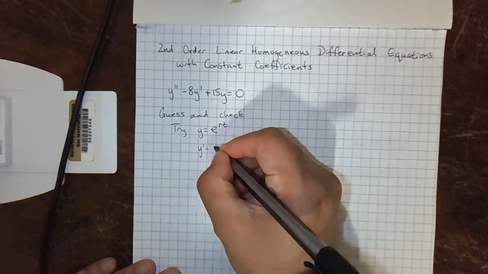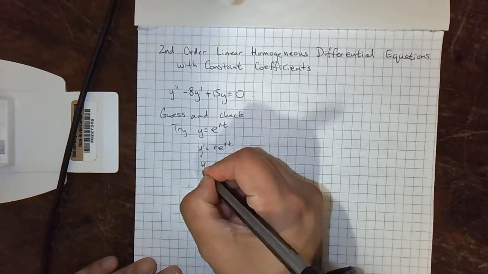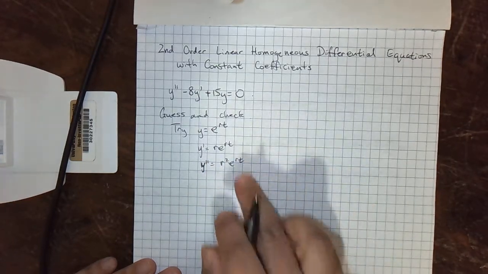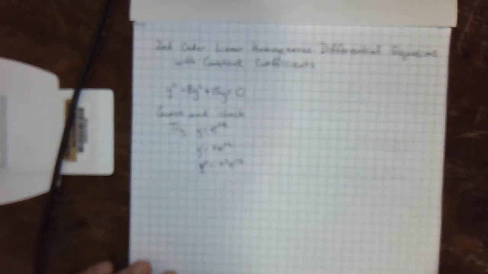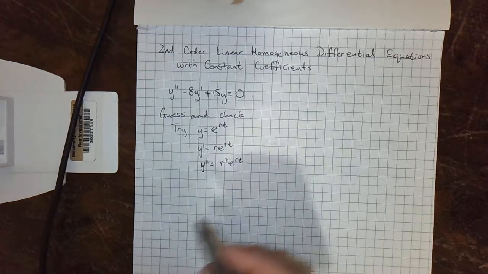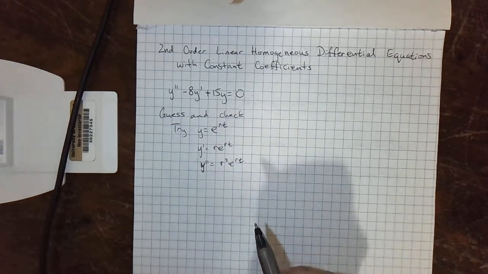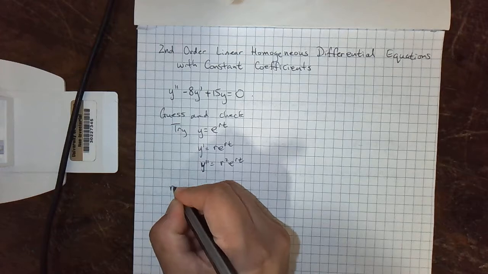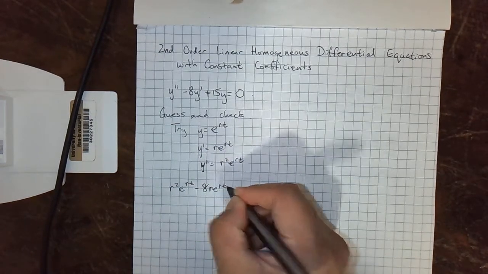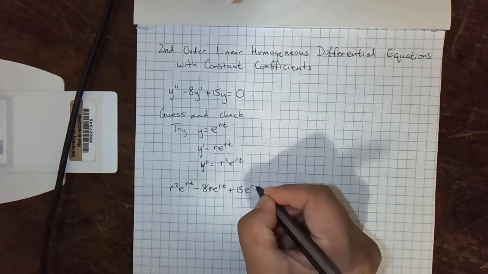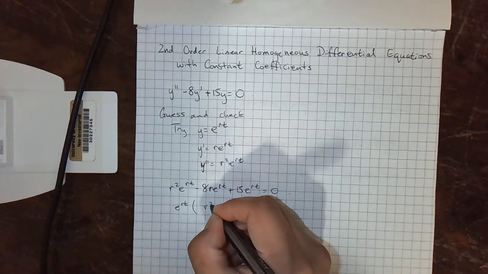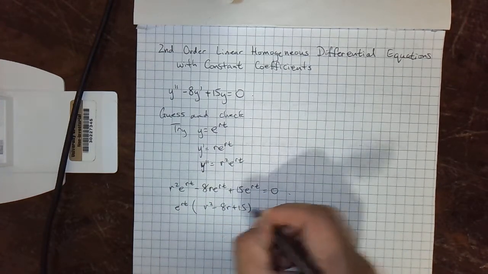Well, then y prime is r e to the rt, and y double prime is r squared e to the rt, right? So if we plug all that into the equation, then we can maybe solve for r. So let's try that. y double prime is r squared e to the rt, minus 8 y prime is r e to the rt, plus 15 y is e to the rt, equals 0. And then we can factor out an e to the rt out of everything. r squared minus 8r plus 15 equals 0.